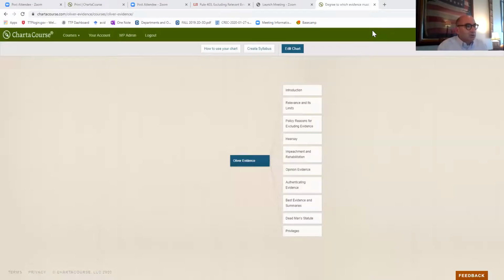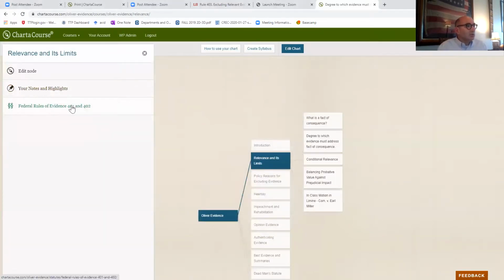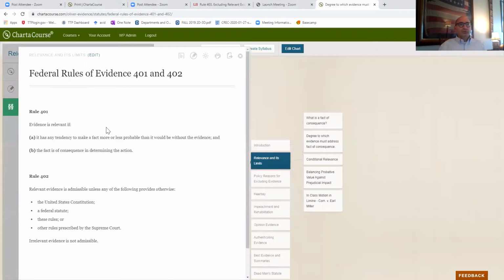But we're looking at that at a high level of abstraction. We saw the rule, and we'll go to the rule. Actually, I'll share my screen and take us there. Share. And that takes us back to the chart, of course. And we'll go to relevance, and we'll look again at 401 and 402. And there we see that, of course, a rule: evidence is relevant if it has any tendency to make a fact more or less likely, and that fact has to be of consequence.